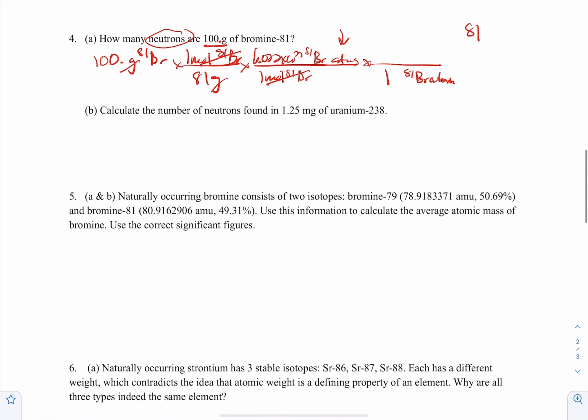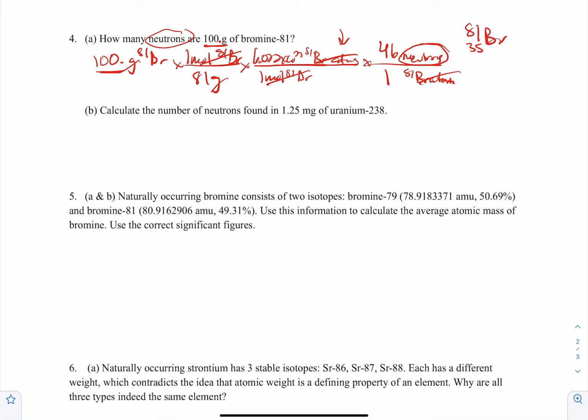Well, if I look at bromine-81, I know that there's a 35 down there, right? So that must mean that this is 46 neutrons. And notice that this cancels too, and I end up with the unit that I need on the top. So this is how you do dimensional analysis. Start out with your measured value.